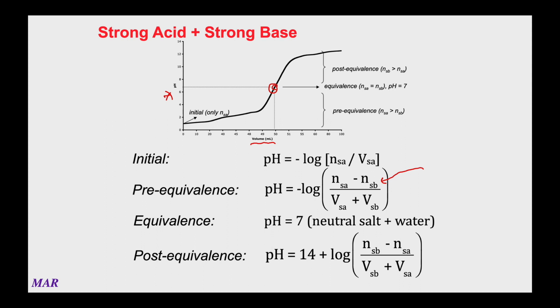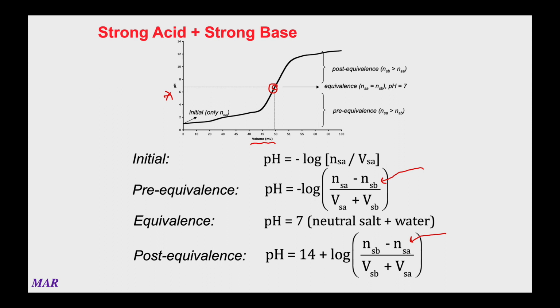Post-equivalence means now that you have more of what you're adding than what you started with. So that means for us here, more base relative to acid. pH of a strong base, 14 plus log moles of base left over divided by total volume. So again, you've got to figure out moles of strong base that are excess. So you subtract NSA from the moles of strong base, and again, you divide by total volume.